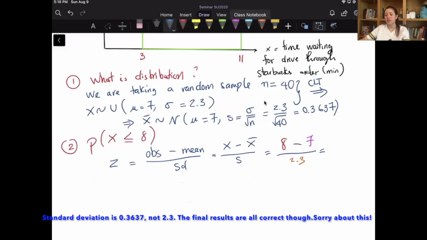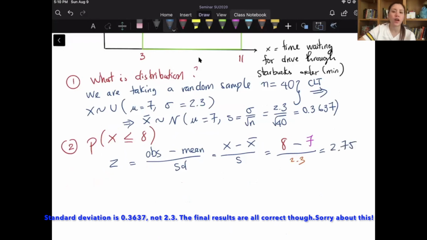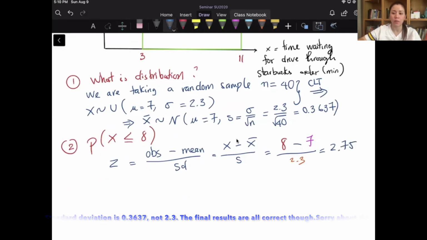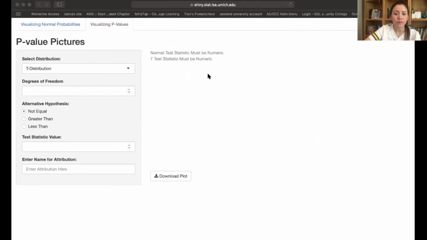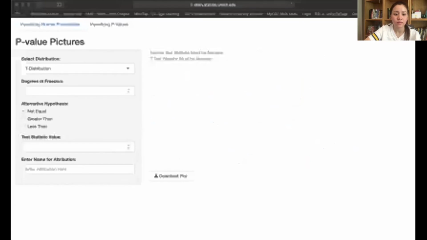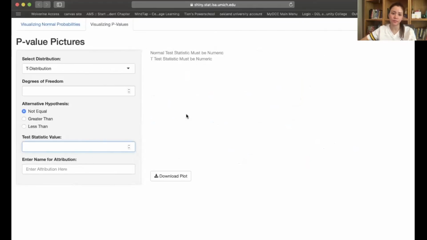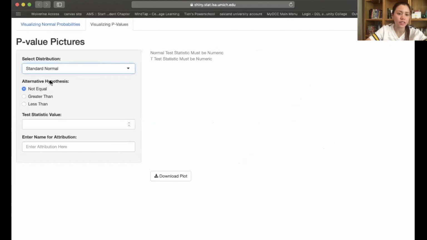And what you can do next is look up in a table the probability of a z-score of 2.75, or let me show you how to use technology to figure out the probability. I'm going to use an app here, called the Shiny app. So my selected distribution is standard normal. The alternative hypothesis is less than, because we have P(x) less than or equal to 8. My statistic value is the z-score, which is 2.75.